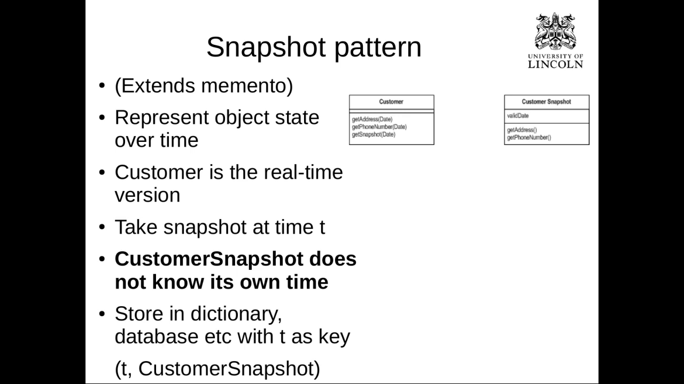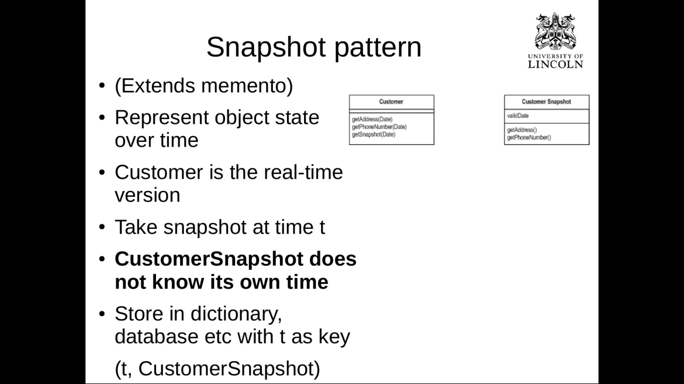There's slightly different ways to set this up. You can have a dedicated customer snapshot class which copies all the data from the customer and adds a date, or you could take a clone of the basic customer itself and then wrap it in a new class which adds the date as part of the wrapper.